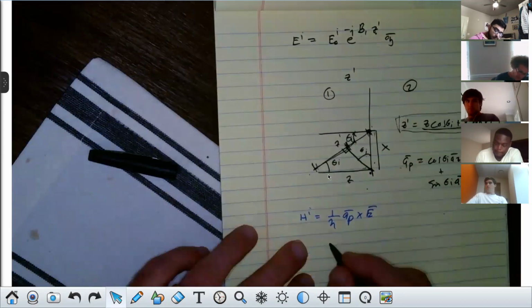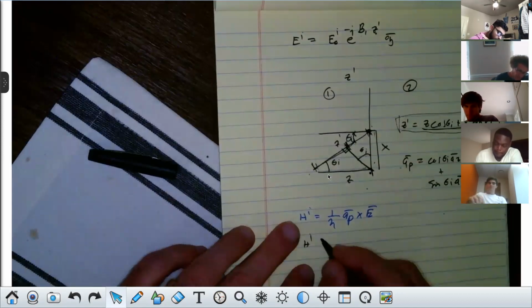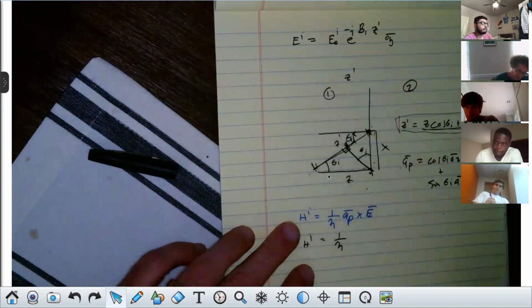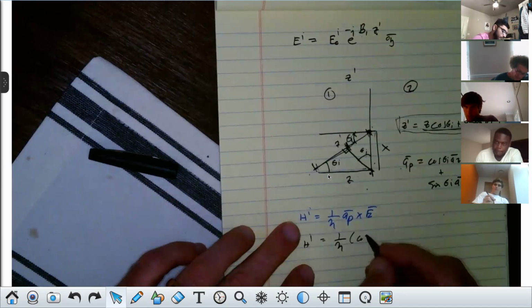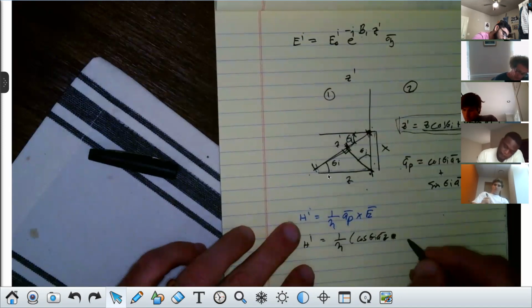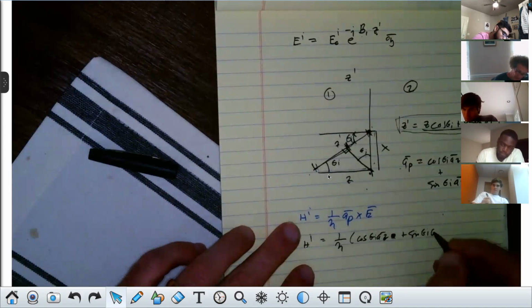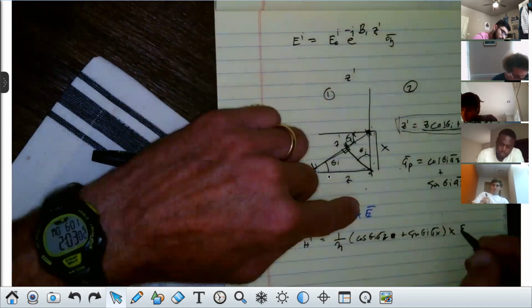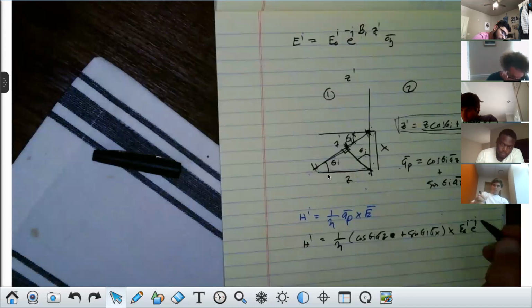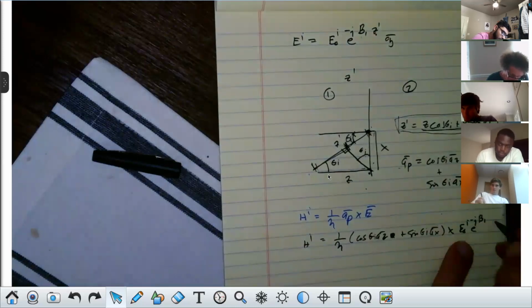So the incident H field would be 1 over eta, whatever that is. Unit vector in the direction of propagation is this. So it would be cosine of theta incident AZ plus sine of theta incident AX, and it's crossed into E. Well, E is simply E naught incident, e to the minus j beta 1 Z prime, and I'm going to leave it as just beta 1. And here I'm just going to leave it as Z prime because it makes no sense to write this right here because we're going to be rewriting it.